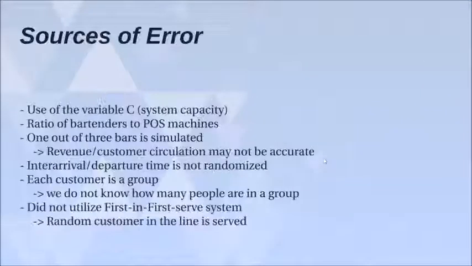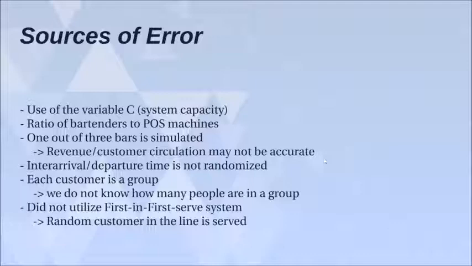Now moving on to sources of error. One of the sources of error that we could have had is our variable C, which we use to represent the system capacity. In our model, we use the number 500, which is accurate when describing the system as 3 bars, but our model only used 1 bar, which means that the numbers may be a little bit off.